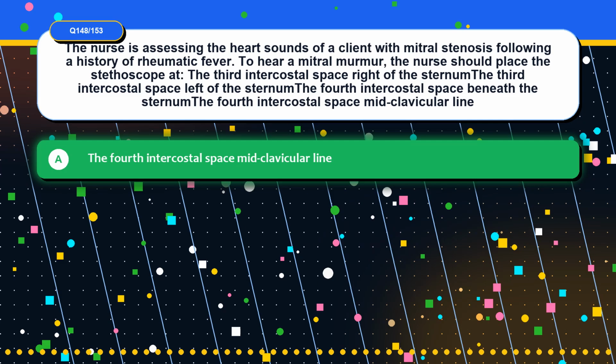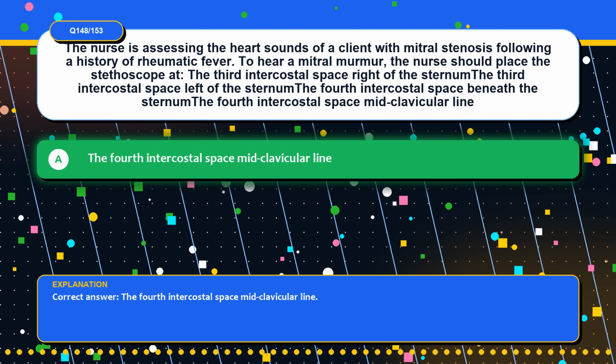The correct answer is option A. The fourth intercostal space midclavicular line. Correct answer.